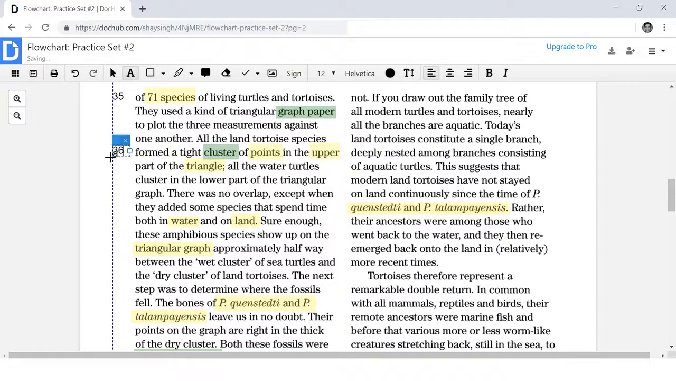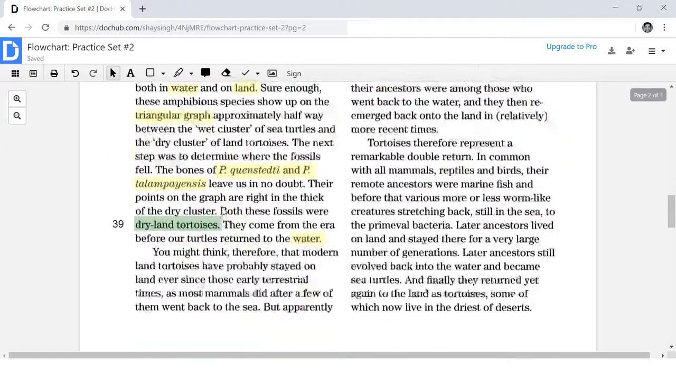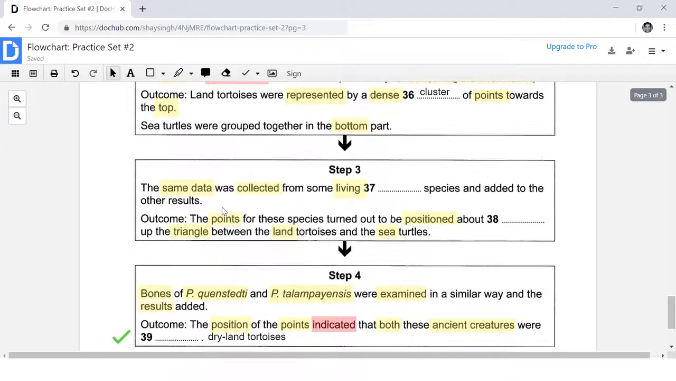And that is where we found the answer to number 36. Okay, 2 more left, 37 and 38. Let's knock these out. The same data was collected from some living dash species, okay, a certain type of species, and added to the other results.